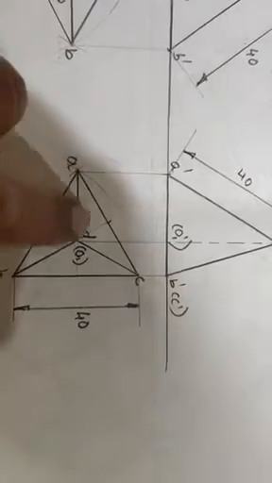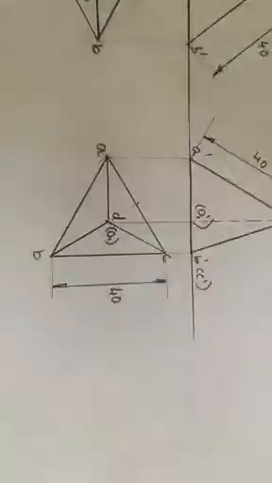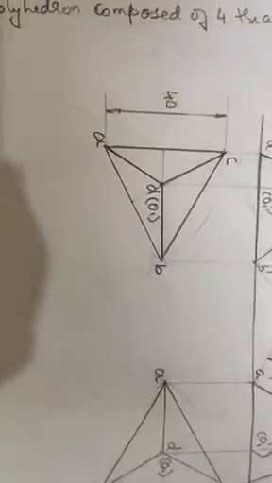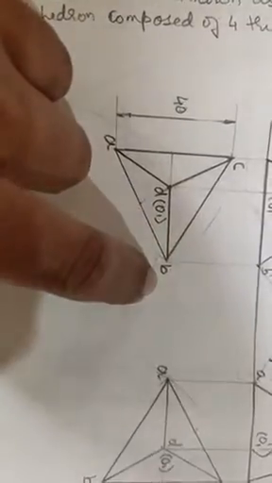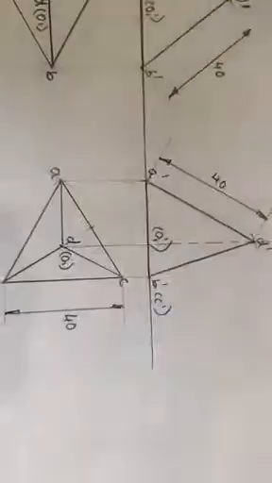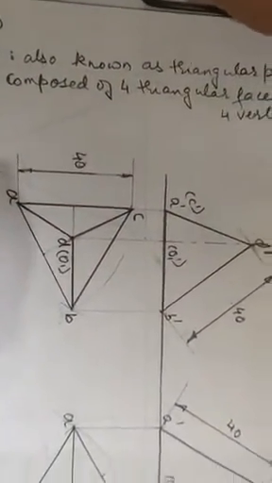You join the lines like this here, and you will get all 3 triangles. Now this is how you can draw either a tetrahedron resting on its corner, or a tetrahedron resting on its side. Now coming to the front view in first position.